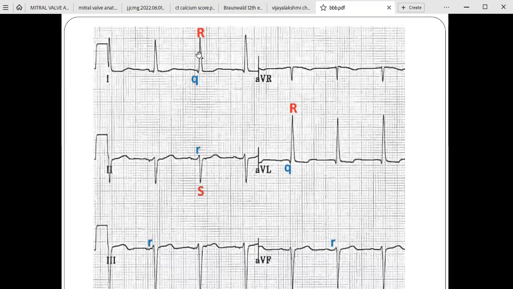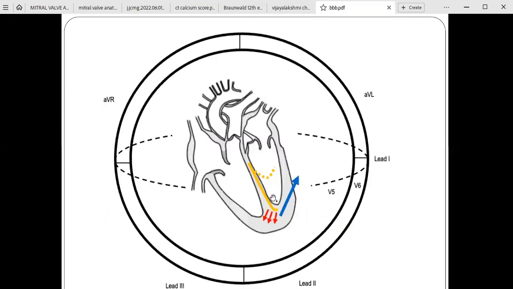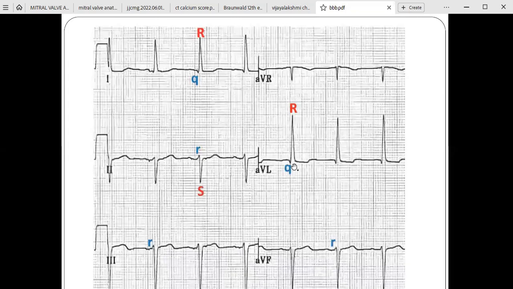So you can see here in lead 1 and aVL, because the dominant direction of major ventricular depolarization is in this direction, you will see a positive R wave in 1 and aVL. And in the inferior leads, you will see a small R wave and a deep S wave. This is suggestive of a left anterior fascicular block.